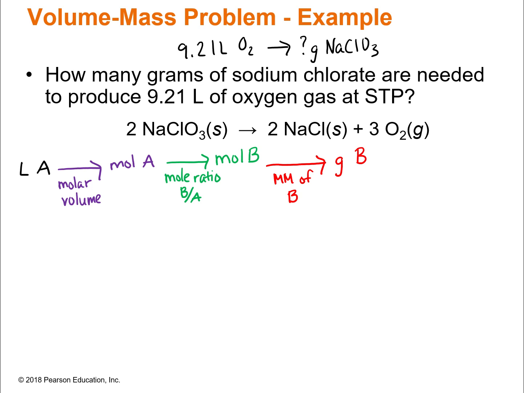So it is the opposite. We're just flipping those two steps. Molar volume is at the beginning, and molar mass is at the end. The oxygen gas is our A. The sodium chlorate is our B.